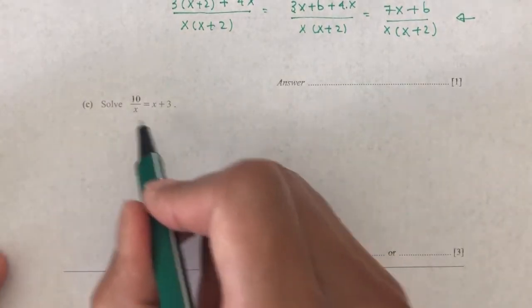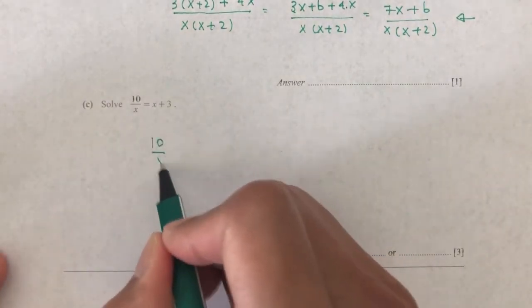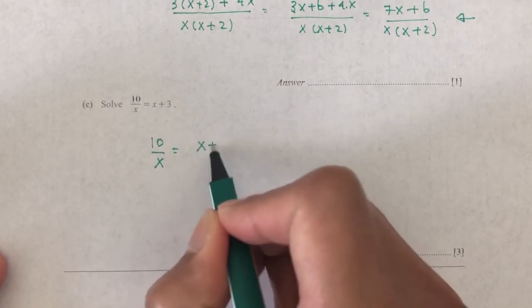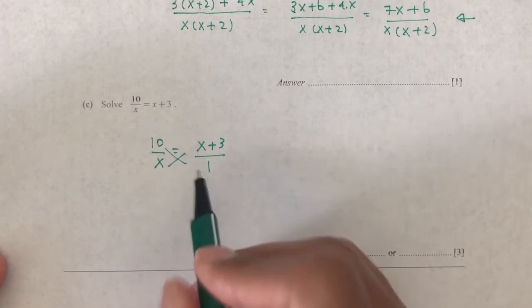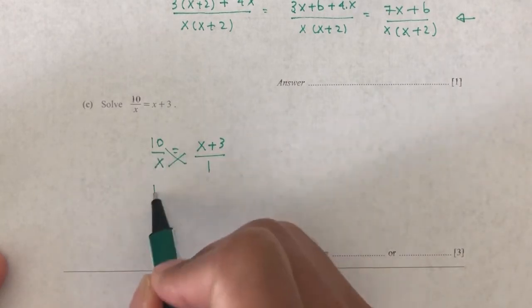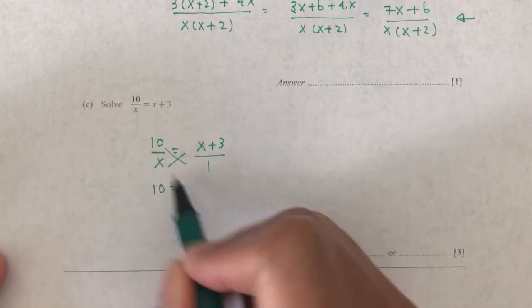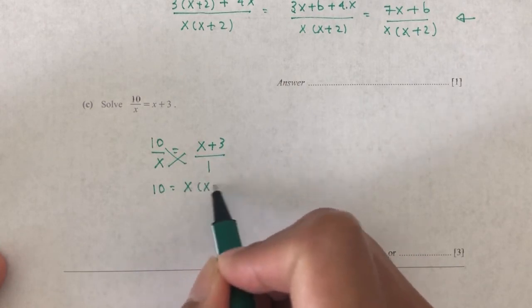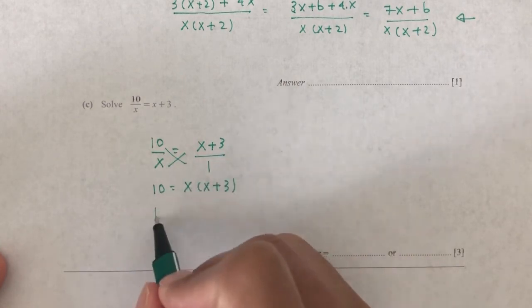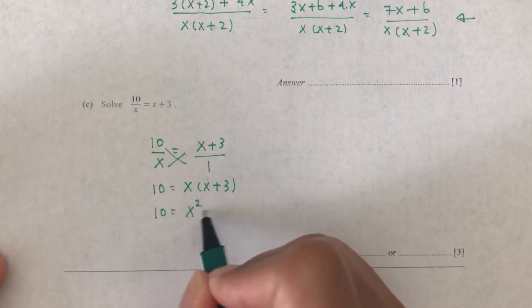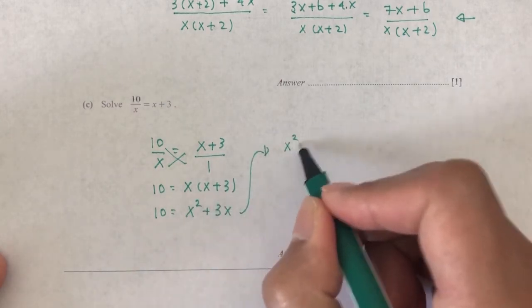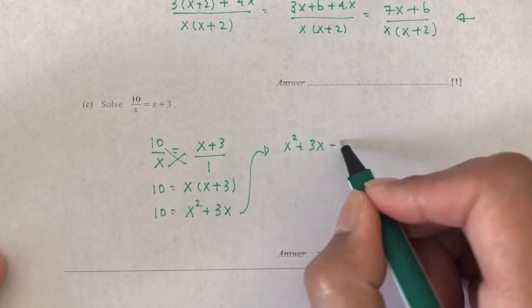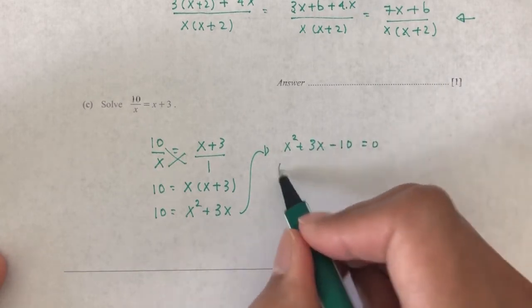So now moving on to part C, solve this equation. When we have 10 over x equal to x plus 3, we have to cross multiply. So 1 times 10 is 10, x times x plus 3. Expand that, we have 10 equal to x squared plus 3x, which brings you to x squared plus 3x minus 10 is 0. So now we have to factorize.